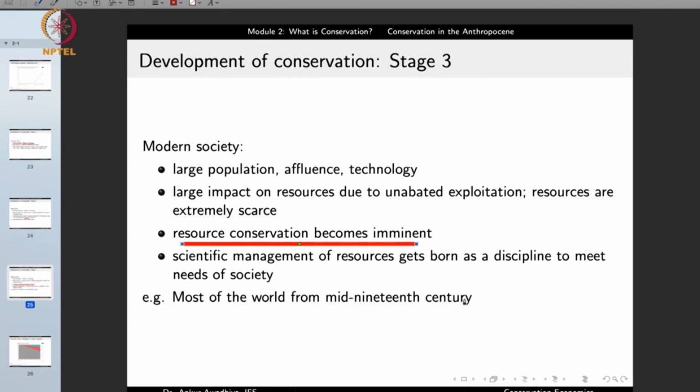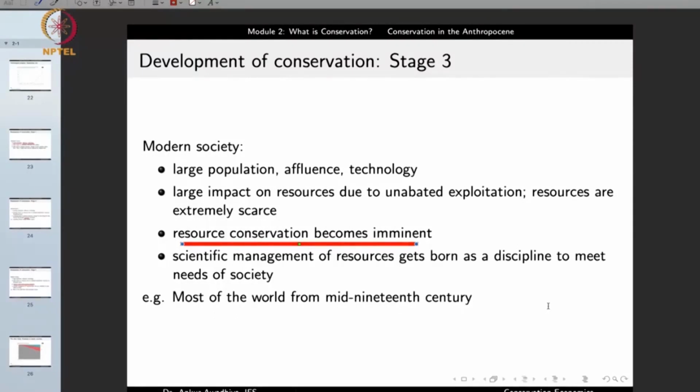We do not have the option of bringing in other lands to get these resources, and so the only option that is left is to conserve what we already have. And so scientific management of resources gets born as a discipline to meet the needs of the society. The modern society is now putting a lot of emphasis on conservation and on sustainable use of resources.